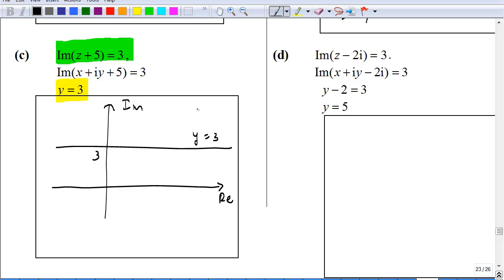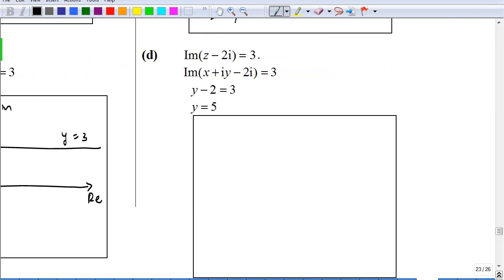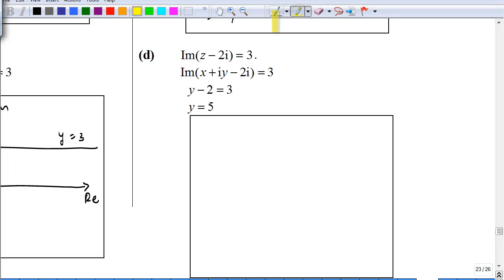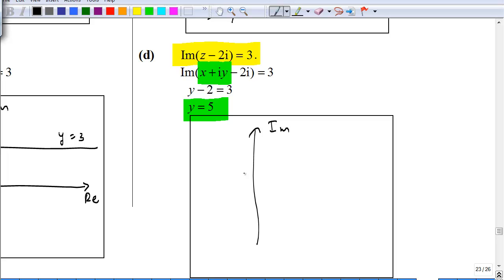Now how about part D? Similarly in part D, you are given imaginary part of z minus 2i is equal to 3, and you know that if you were to rewrite z in terms of x plus yi form, you will be able to get y equals 5, and this will give you the vertical line y equals 5. No, sorry, the horizontal line. So this is y equals 5. So there you go. Example 35 is actually quite simple.